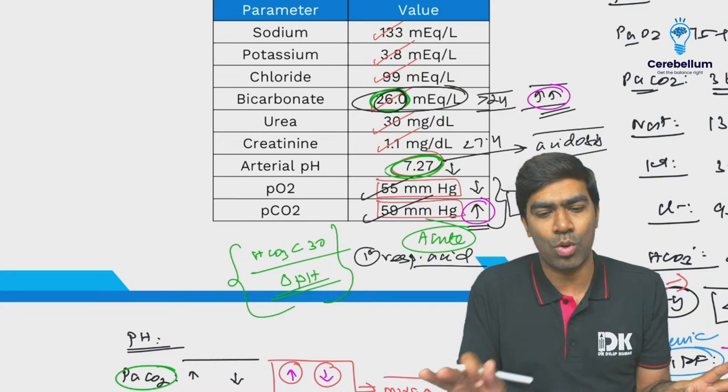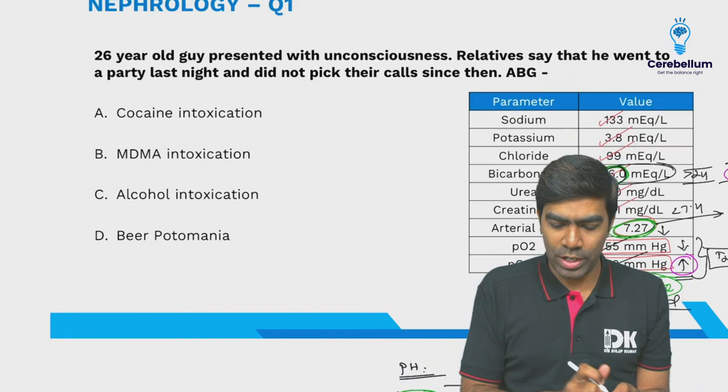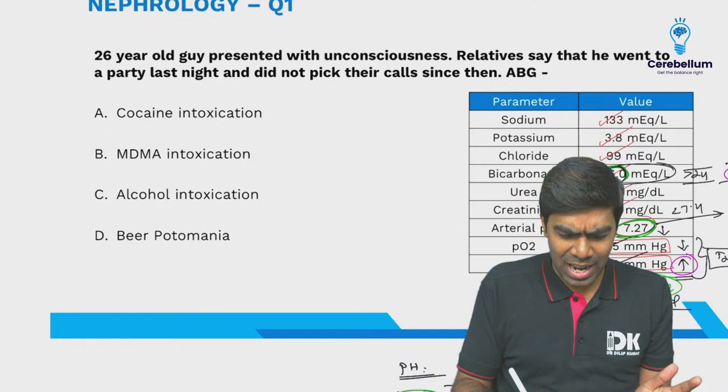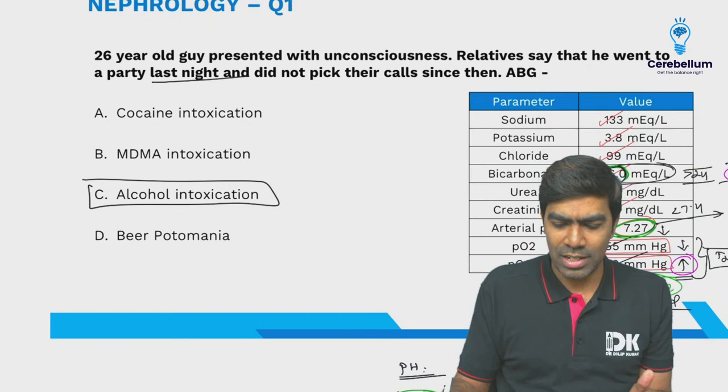So what are the things that are going to cause this kind of problem? It's very simple, like alcohol intoxication. This is the one that's going to produce such an issue. He went to a party last night and is knocked out completely. He's having acute respiratory acidosis, and that's because of alcohol intoxication.